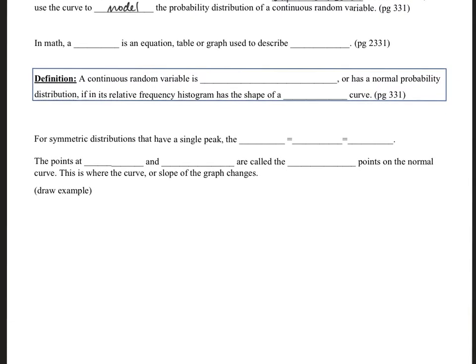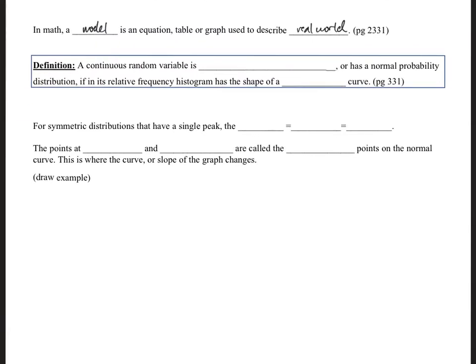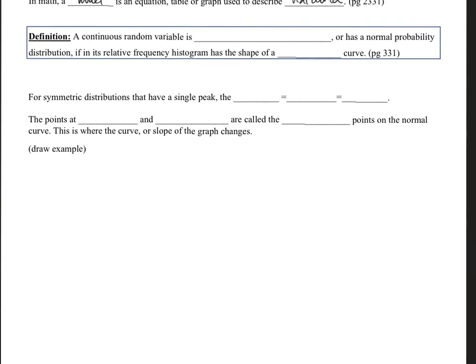All right, so in math, a model is either an equation, table, or graph that we use to describe the real world. All right, and hopefully when we've described the real world, we can then actually solve problems off of things that we have created and the models that we've created. So definition, a continuous random variable is normally distributed, or has a normal probability distribution, if its relative frequency histogram has the shape of a normal curve.